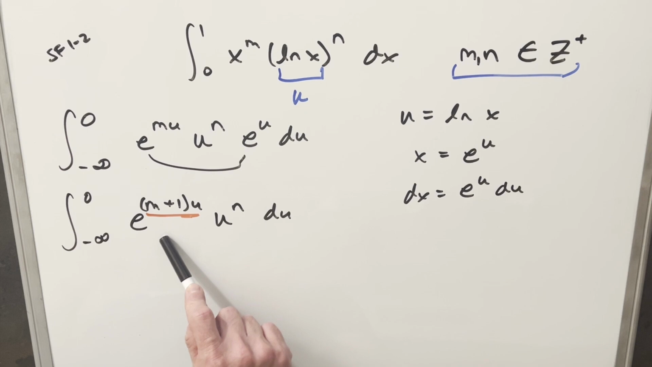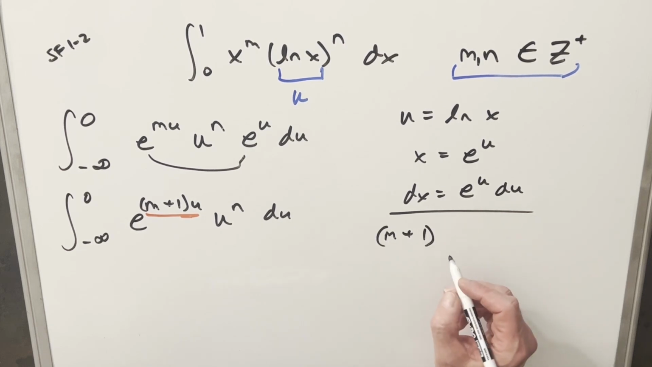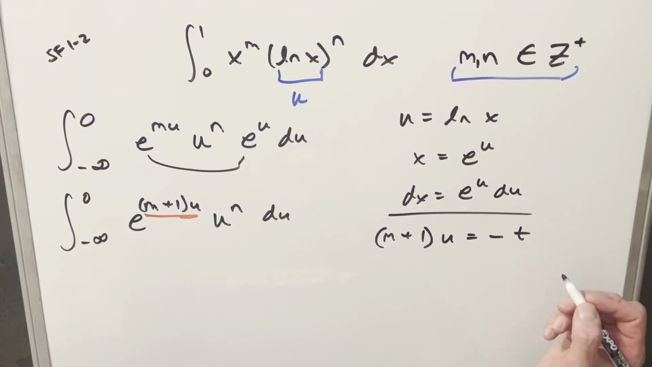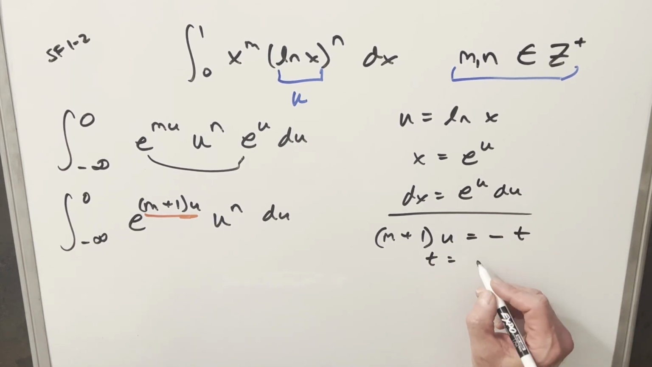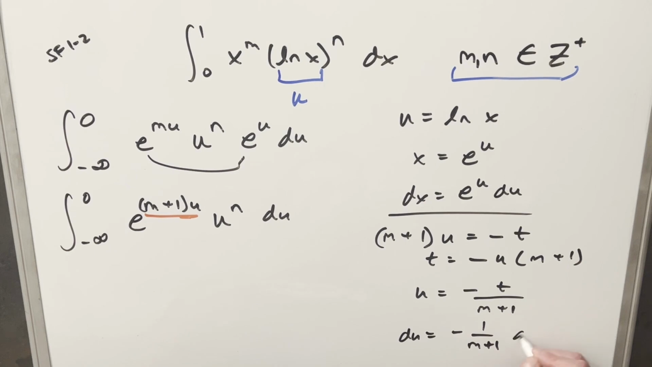To change this exponent, I'm going to do another substitution, and this is going to be a little unusual, so bear with me for a second. We'll do the substitution: m plus 1 times u, I'm going to set equal to minus t. Of course, we could rearrange that, and I also could solve for u, so u equals minus t over m plus 1. Take a derivative: m plus 1 is just a constant, so du is going to be minus 1 over m plus 1 dt.